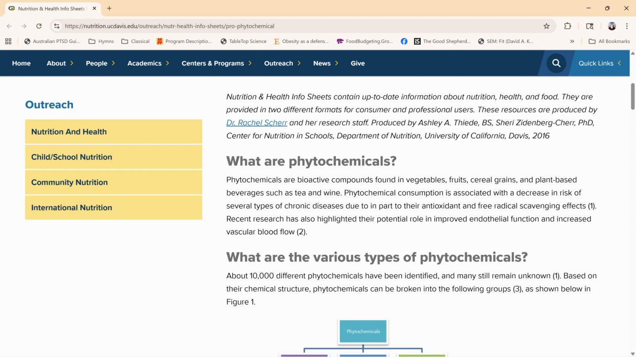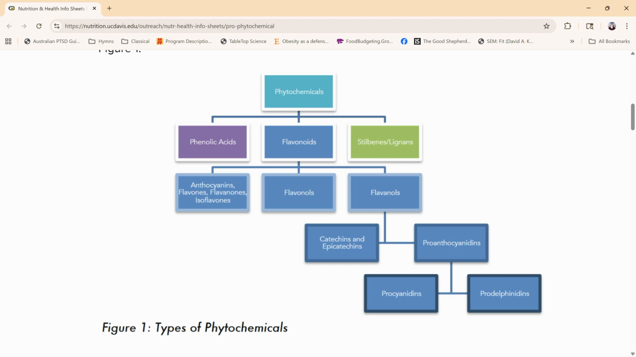What are phytochemicals? They are bioactive compounds found in vegetables, fruits, cereal grains, and plant-based beverages such as tea and wine. Phytochemical composition and consumption is associated with a decrease in risk of several types of chronic diseases due, in part, to their antioxidant and free radical scavenging effects. Recent research has also highlighted their potential role in improved endothelial function and increased vascular blood flow. Figure 1 shows types of phytochemicals.